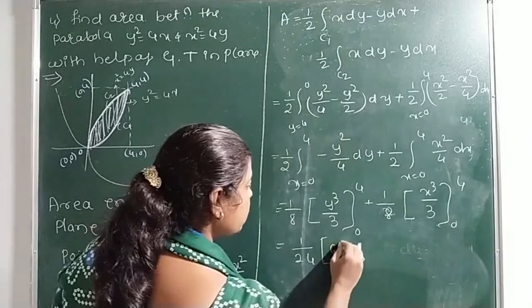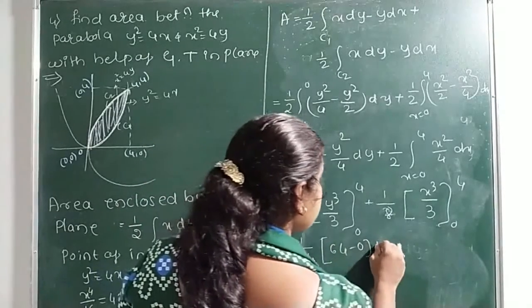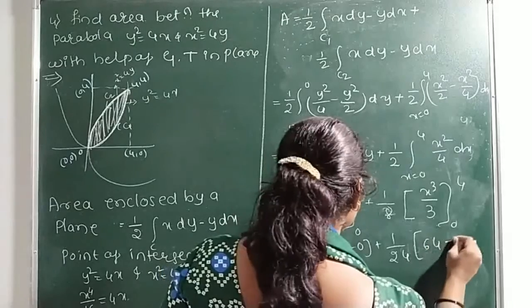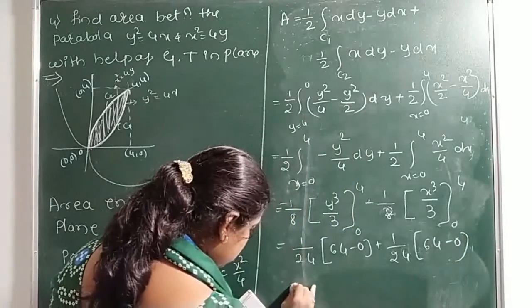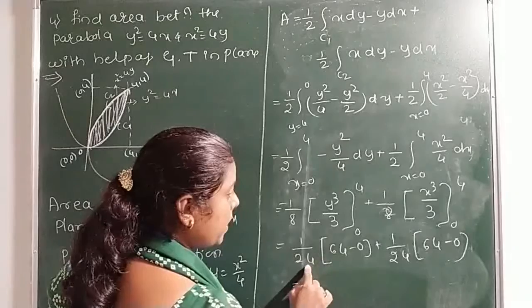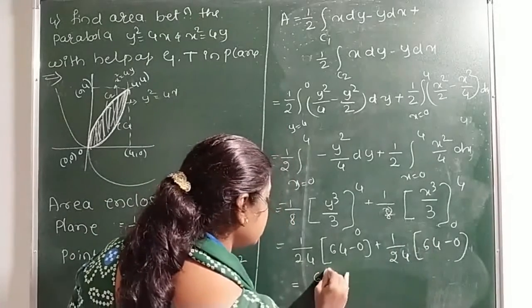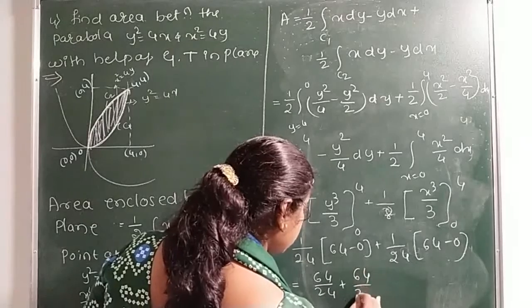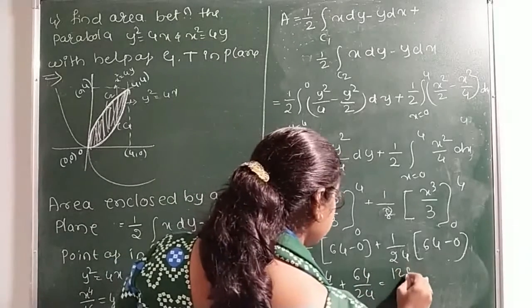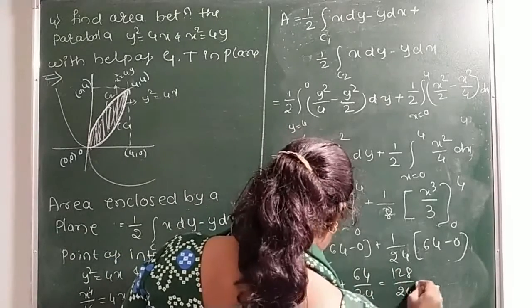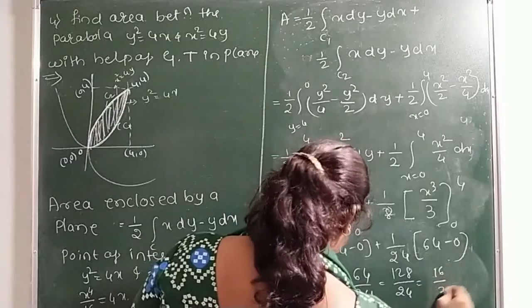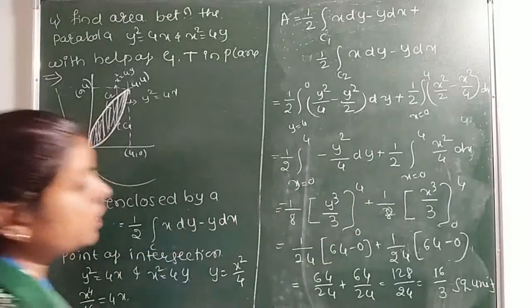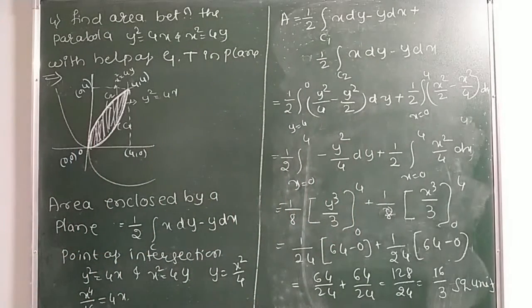This becomes 64 by 24 minus 0 plus 64 by 24 minus 0, which is equal to 64 by 24 plus 64 by 24 plus 64 by 24. This becomes 128 divided by 24, which is equal to 16 by 3. This is the area we have got by using Green's theorem.